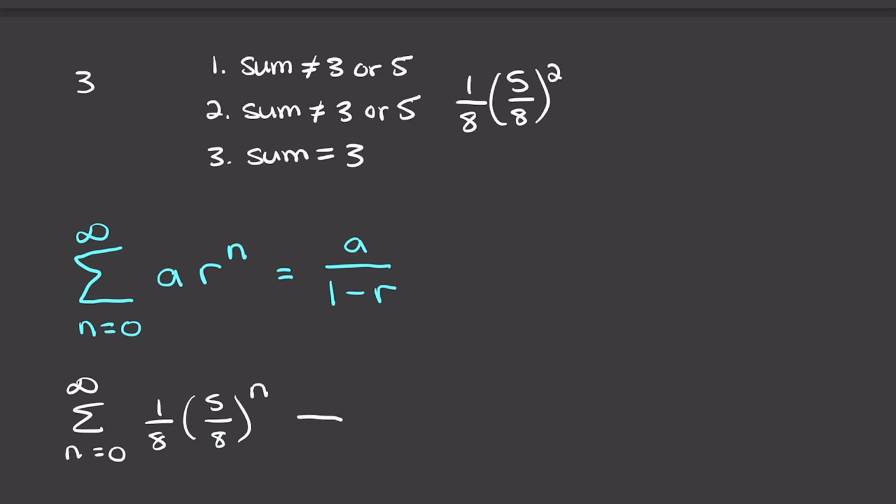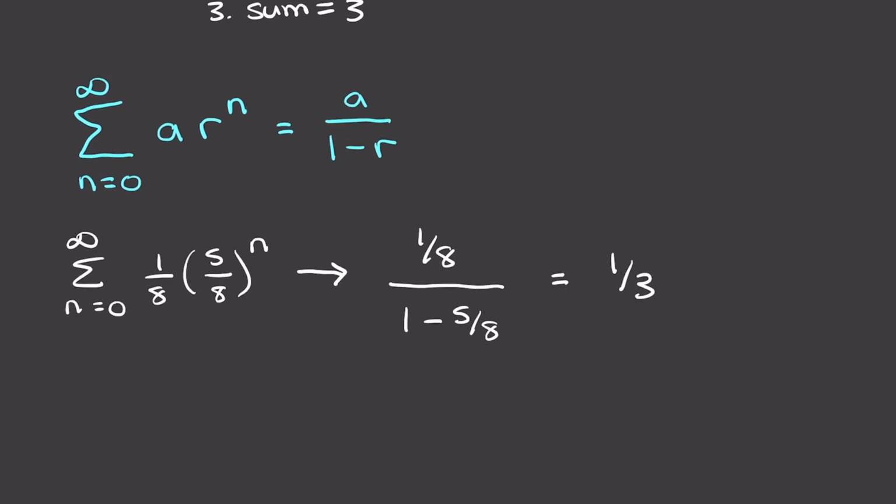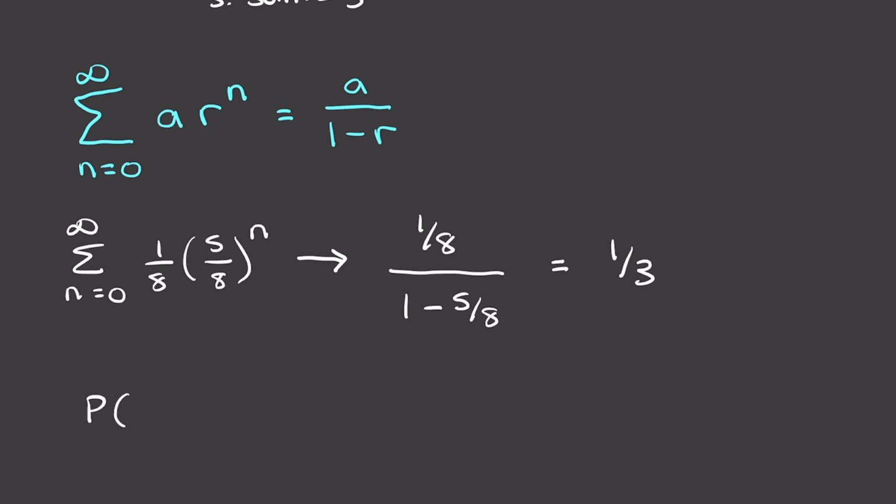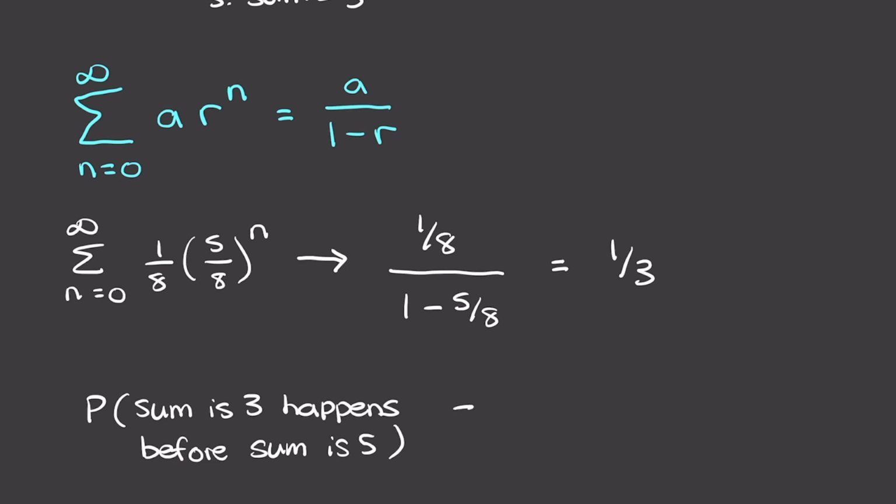We know that the sum of an infinite geometric series is equal to 1/8 divided by 1 minus 5/8. And when you calculate this, we get 1/3. So this means that the probability that sum equals 3 happens before sum is 5 is 1/3.